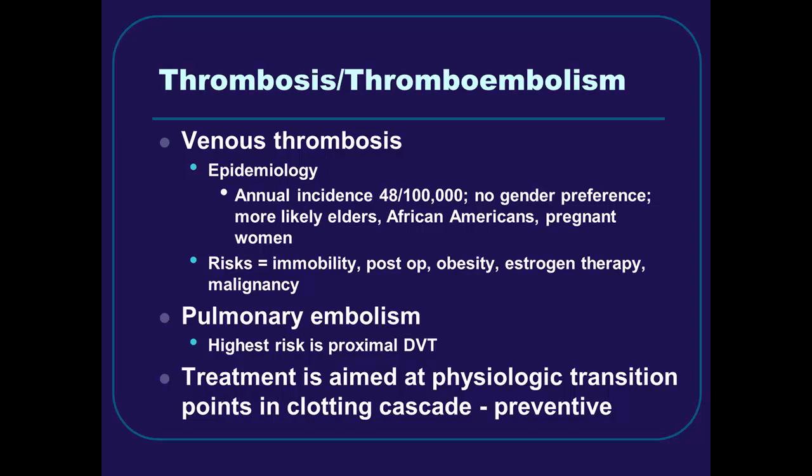Now we know that DVT is that deep vein thrombosis, but we know that venous thrombosis can occur in any vessel. It's more common in the lower extremities than in the upper, and we know that venous thrombosis in the lower extremities can be distal or it can be proximal. PE is more likely to occur when you have a proximal DVT.